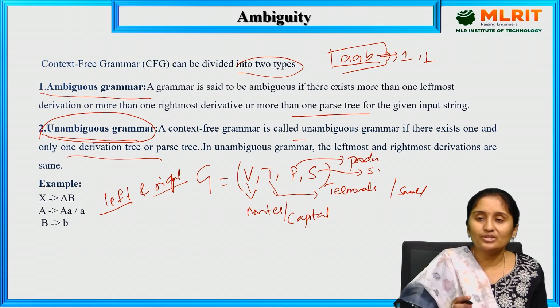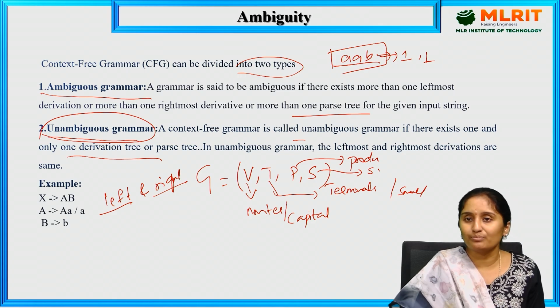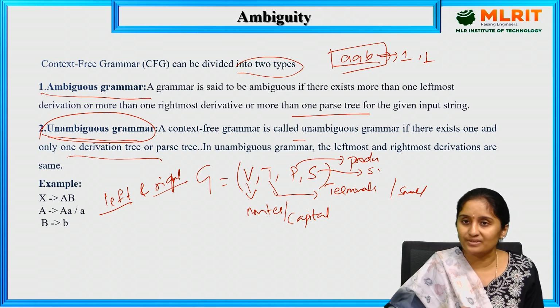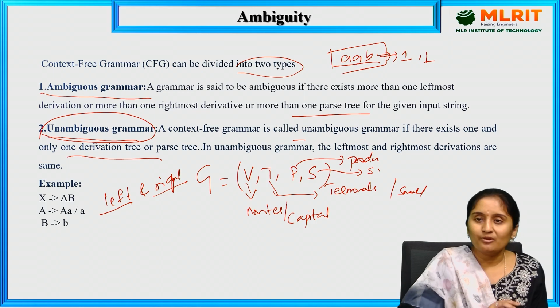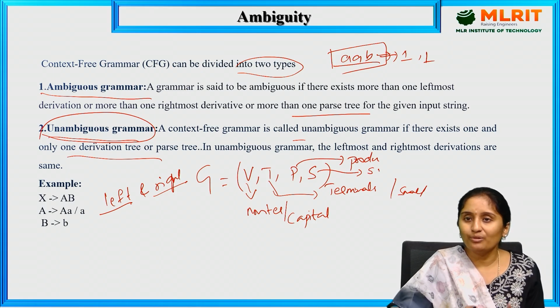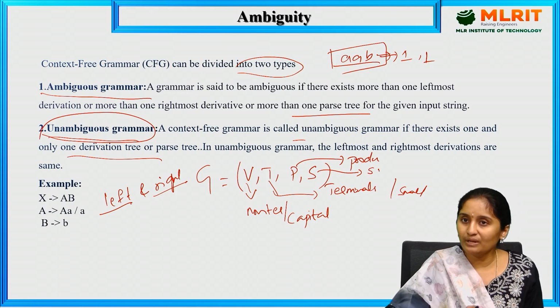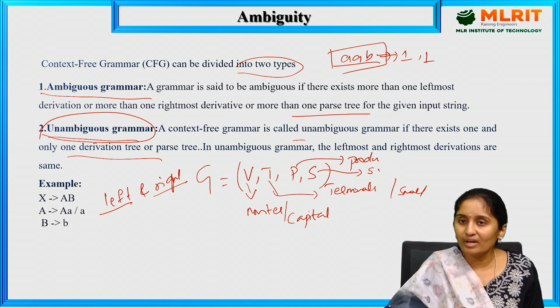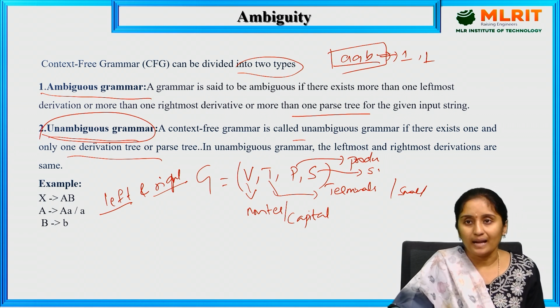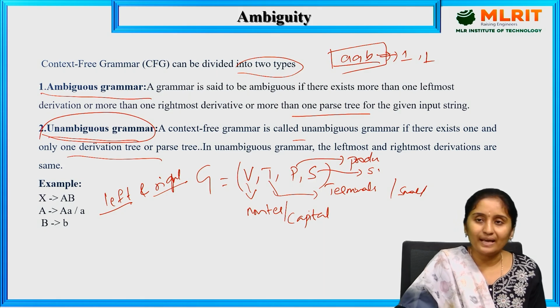Here the derivations will be the leftmost derivation and the rightmost derivation, and we are going to construct the parse trees. Unambiguous grammar is one where we can generate only one leftmost derivation, only one rightmost derivation, or only one parse tree. So let us see one example here.